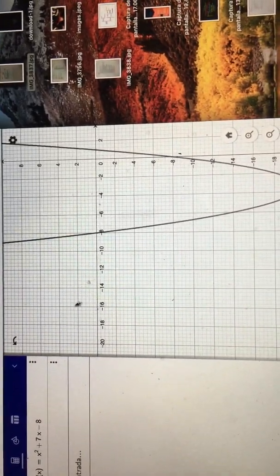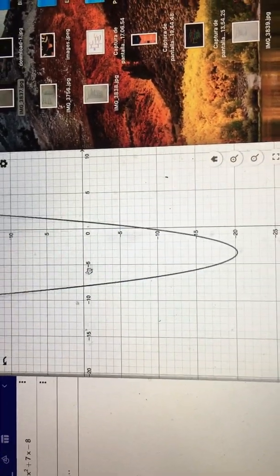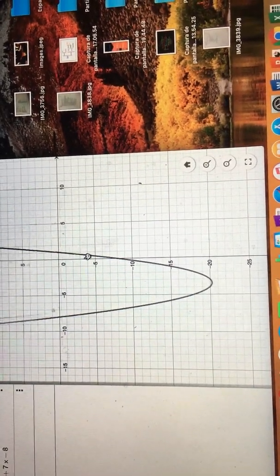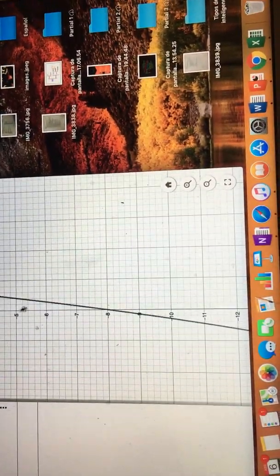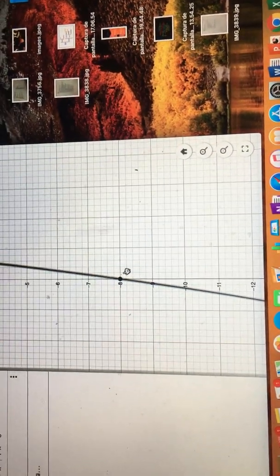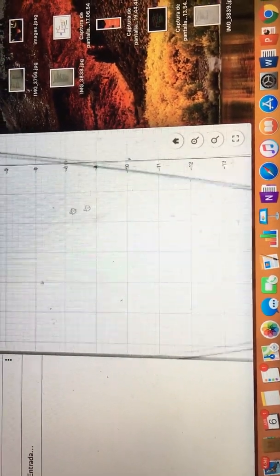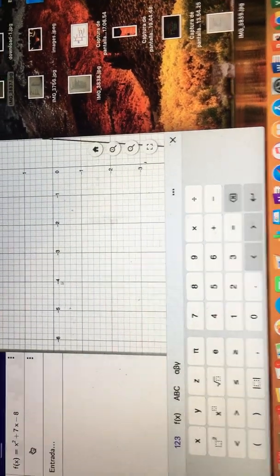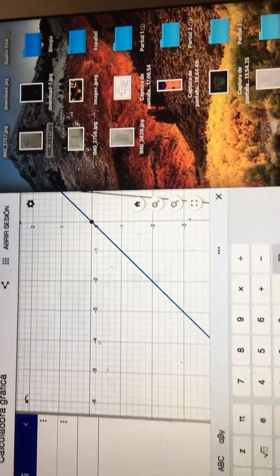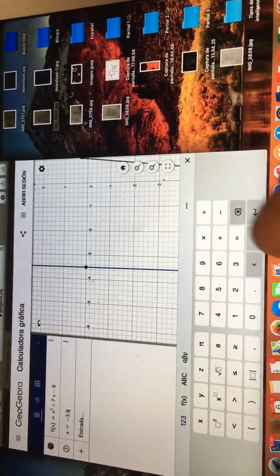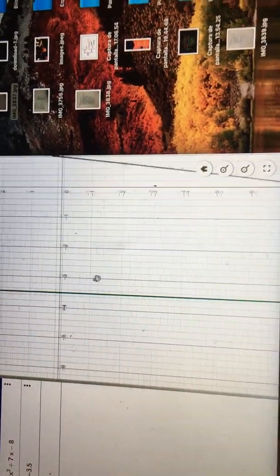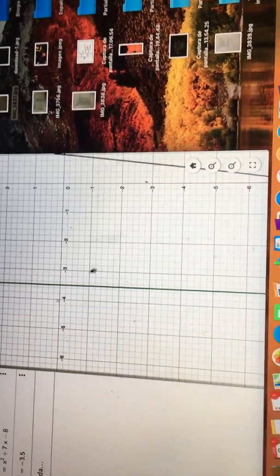So if we want, we can check our operations here. So as you can see, first let's check the y-intercept. Yes, it passes through 8, the y-intercept. The equation passes through x equals minus 3.5, and yes, this will be the axis of symmetry and also the vertex.